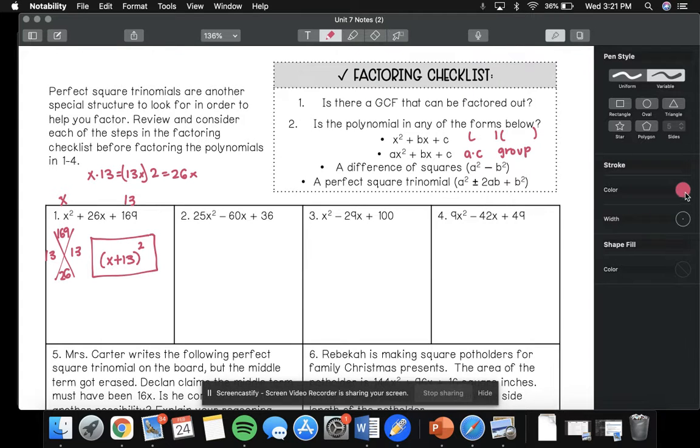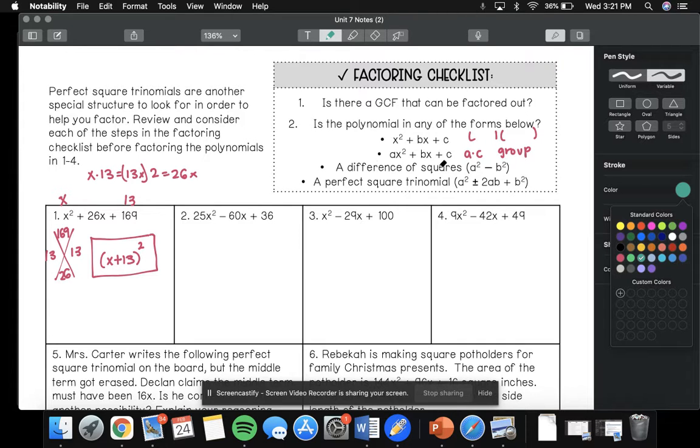Okay, the next one, 25x squared minus 60x plus 36. So these have some really big numbers, so we're looking for GCFs first. This has a 5, this has a 5, that doesn't have a 5. So because these numbers are pretty big, I'm going to look and see if it's a perfect square trinomial.